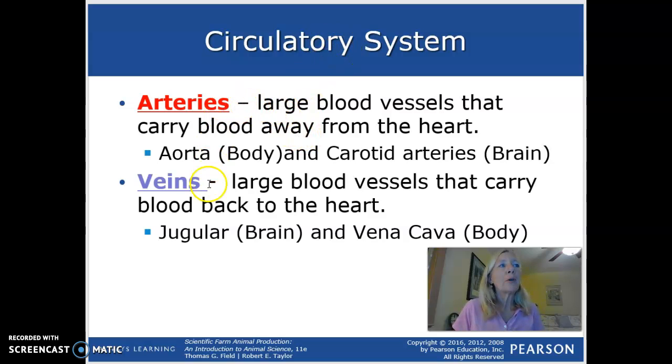We have two big categories, the arteries and the veins, and I'm sure you know this already. The arteries carry oxygenated blood, and they are the large blood vessels that carry blood away from the heart to provide oxygen to all the body's systems and all the organs and tissues. And the two major arteries in the body are the aorta, which takes oxygenated blood to the body, and the carotid arteries, which takes oxygenated blood to your brain.